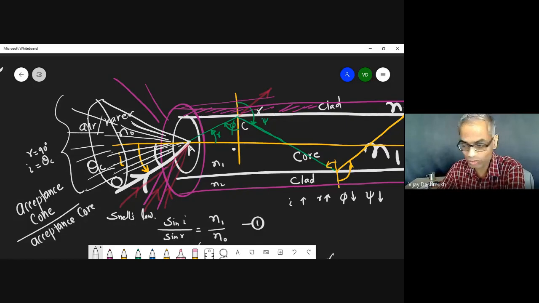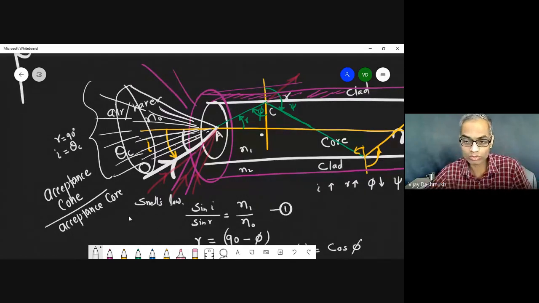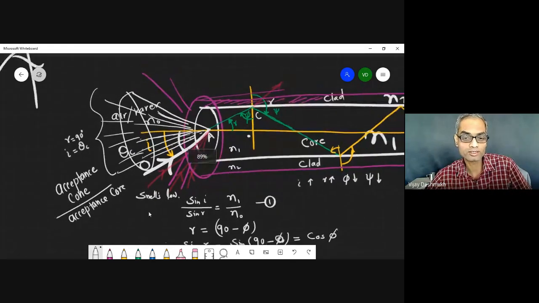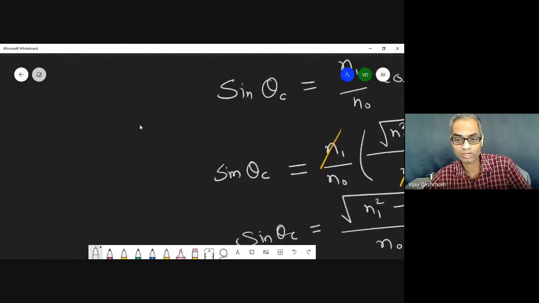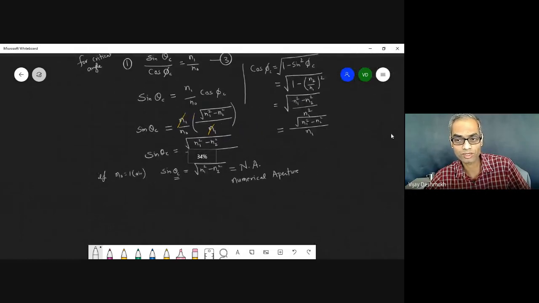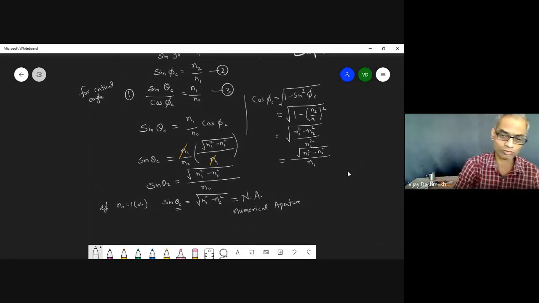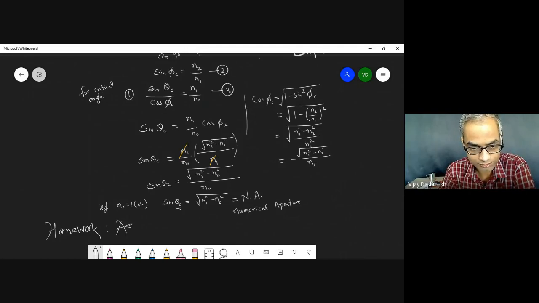I'm sorry, I'm not good at writing on this board, but I will share the notes with you, and you have to go through these notes and rewrite the expression. You have to derive this whole expression once again nicely in your notebook, and that will be a homework for you, assignment number 2.